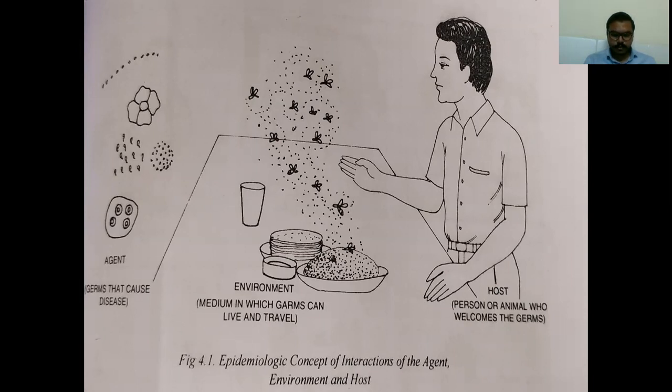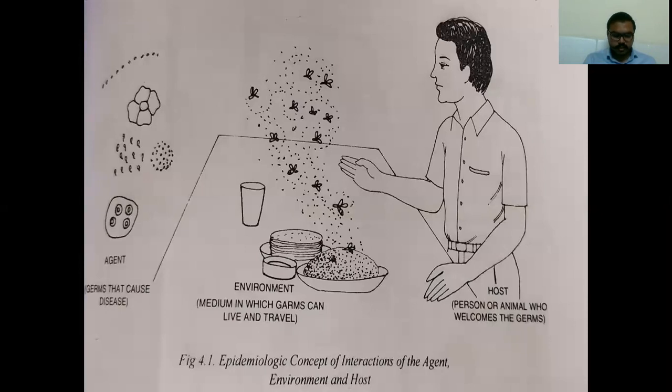So the next point, environment. From the agent the disease passes to the environment. So the environment is the source or medium through which the agent is transferred to the host. The environment consists of food, air, water, soil, or objects, and the place of living of animals or plants.